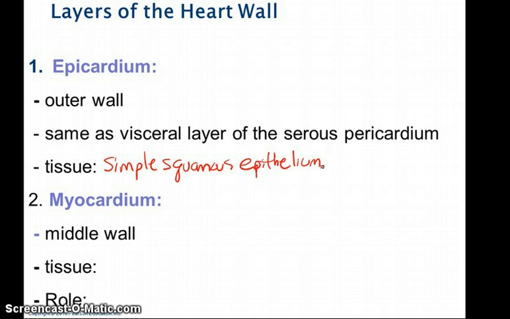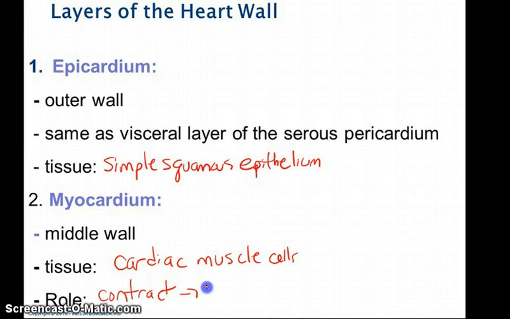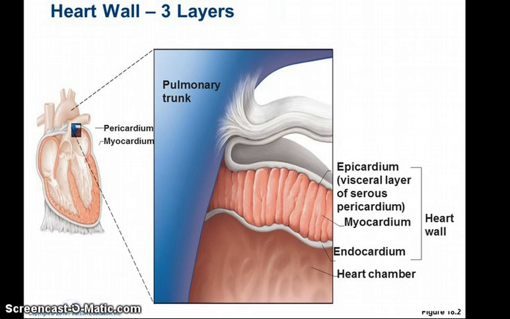The middle wall of the heart is called the myocardium, and the myocardium is actually made of cardiac muscle tissue or cardiac muscle cells. And the role of the myocardium is to contract and pump the blood throughout the body. So as the muscle cells contract, they squeeze the heart, and this pumps the blood throughout the body. Okay, so I'm going to come back to that in a minute, but let's just take a look.